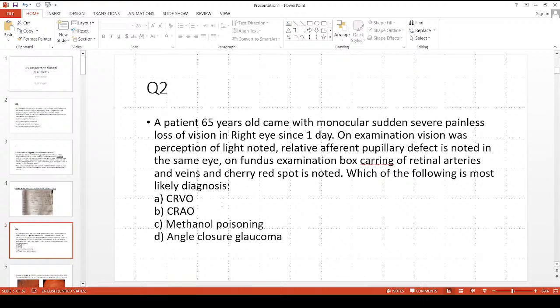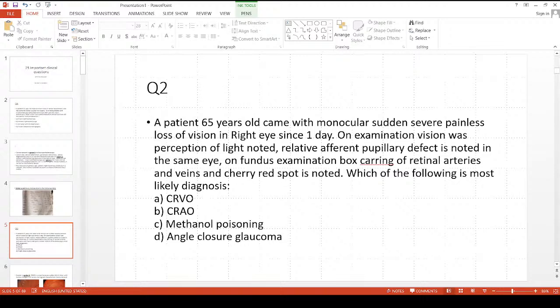There are 2 to 3 hints in the question itself. First, the patient is 65 years old, coming with sudden, severe, and painless loss of vision. So, you must know the reasons for sudden, severe, painless loss of vision. It's only since one day, and the patient does not have any pain. On examination, vision was only perception of light and there was RAPD. The characteristic fundus finding they have mentioned here is cherry red spot.